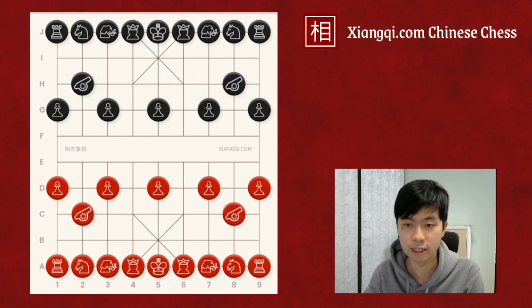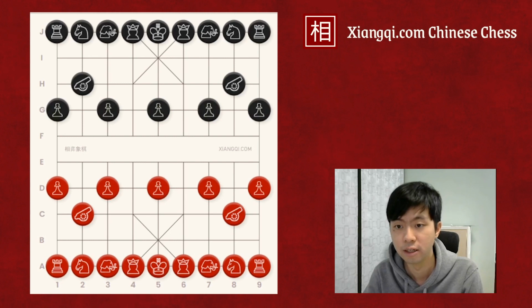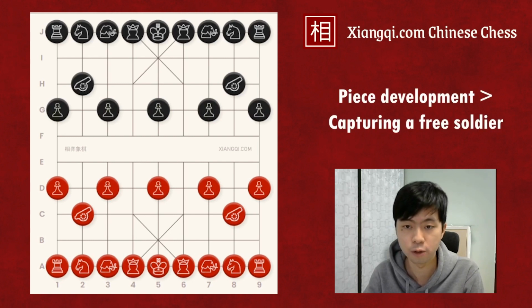Additionally, unlike in chess, the importance of a Xiangqi tempo often surpasses the value of a single point of piece value in the opening phase. Therefore, players may choose to forgo capturing a free soldier if there are more pressing tasks at hand.